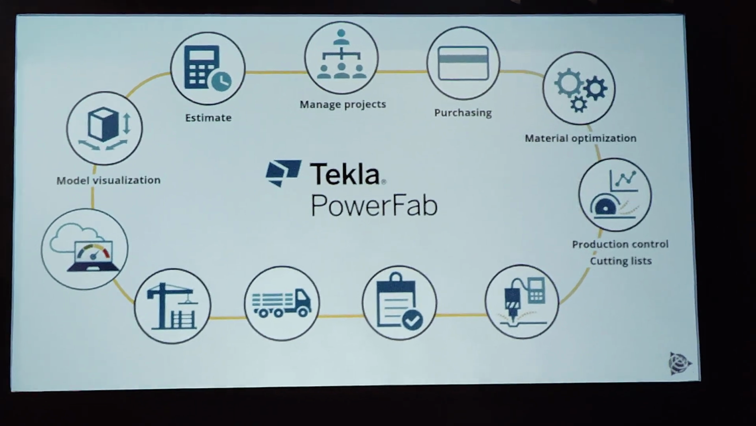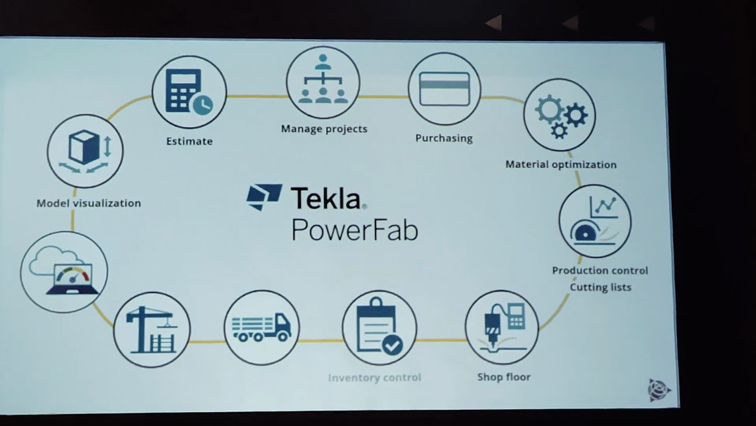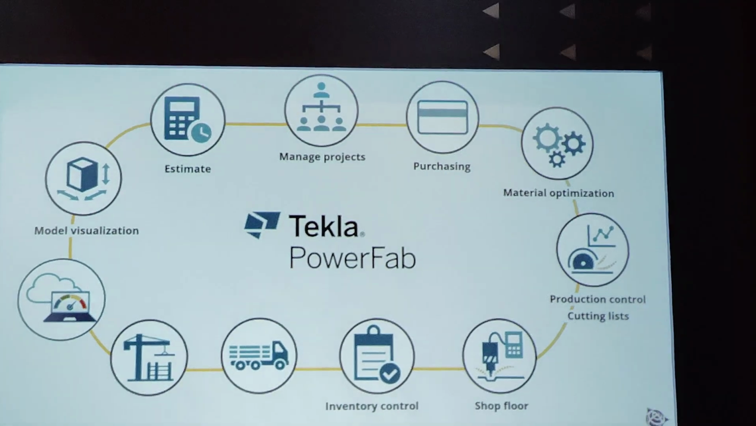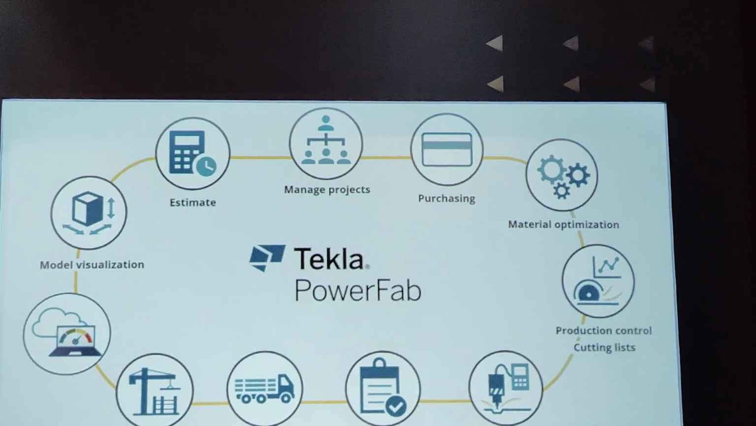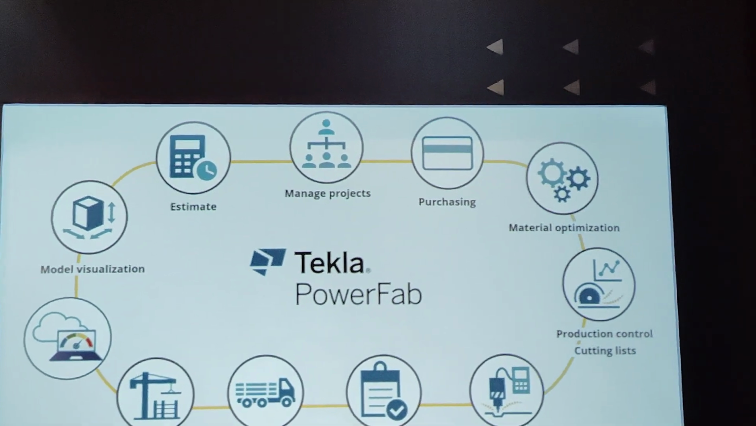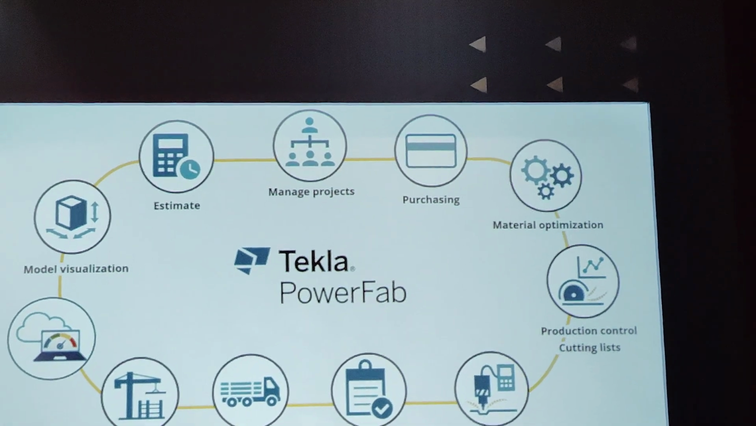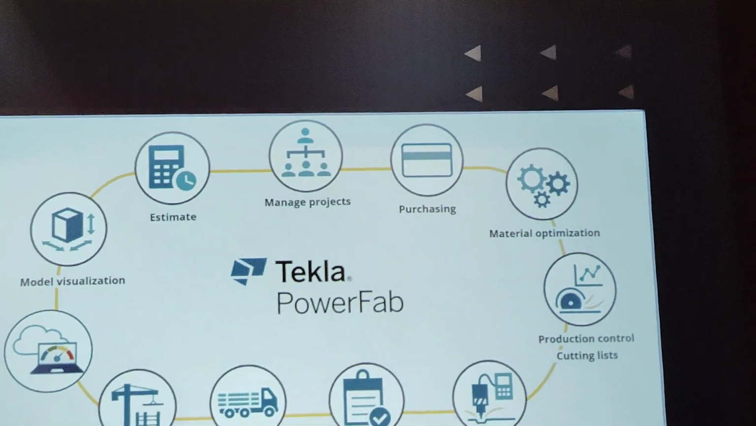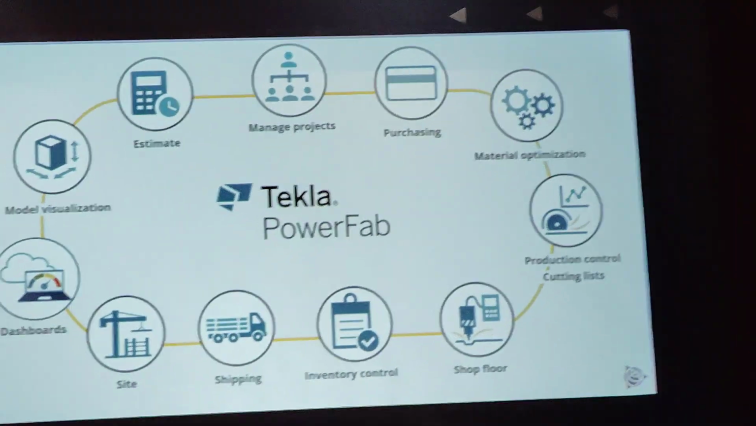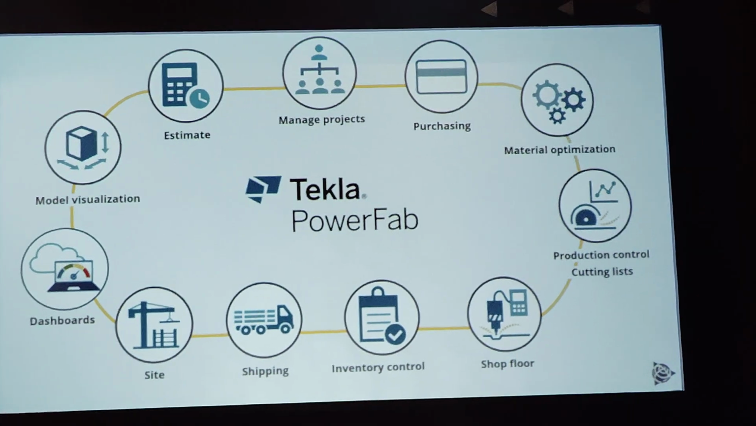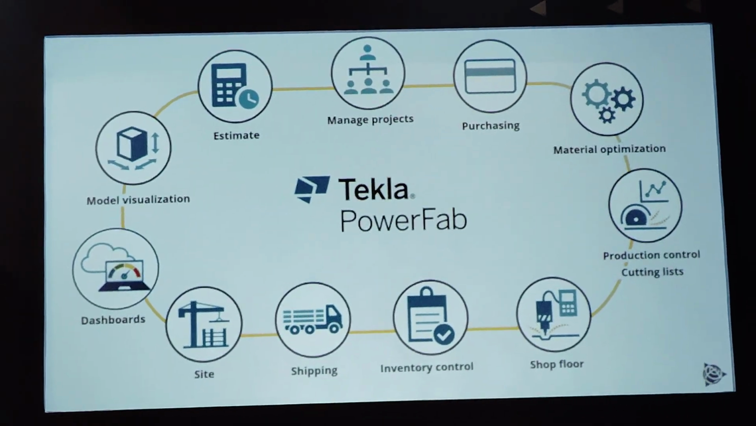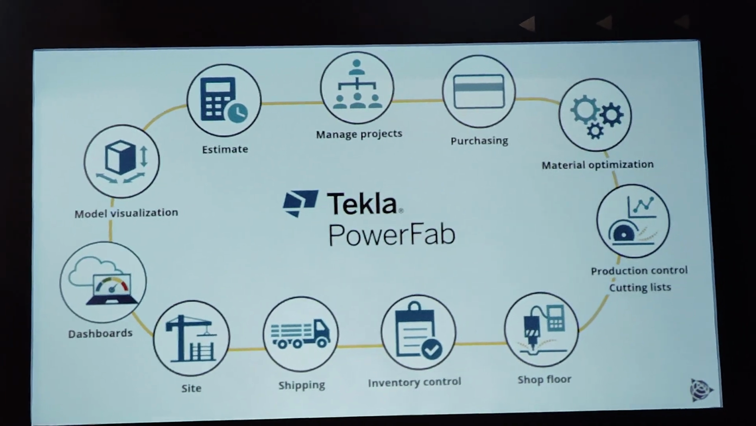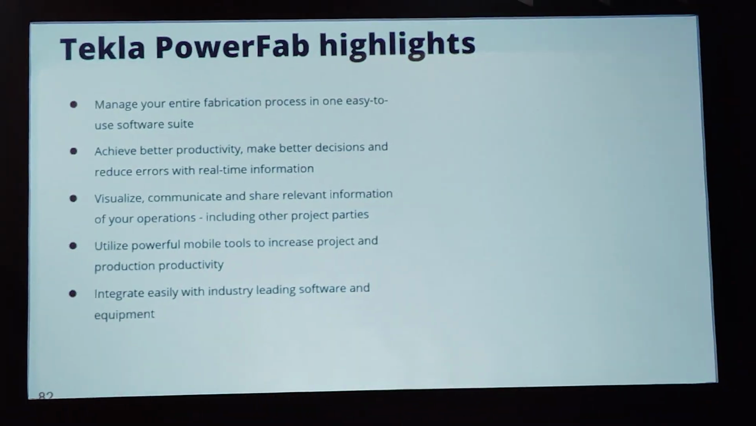We have production control functionalities. Inventory control tools are there in Tekla PowerFab. You can manage your shipping. You can see what is shipped, what is yet to be shipped, what is not shipped. You can manage that shipping as well as the site parameters, and you have interactive dashboards. In a single place, you can see what is shipped, what is yet to be shipped, what is fabricated. All that management can be done through Tekla PowerFab.